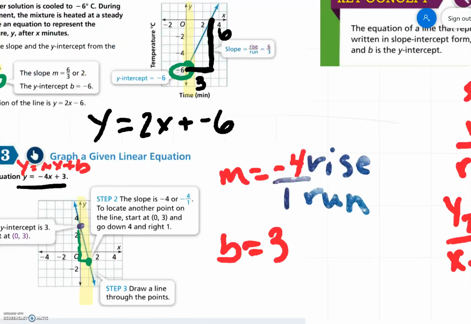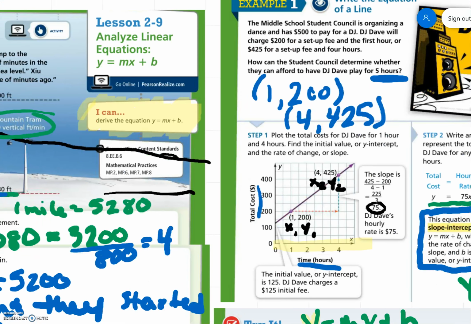All right, 8th grade, let's go over and say it. I can derive the equation y equals mx plus b.